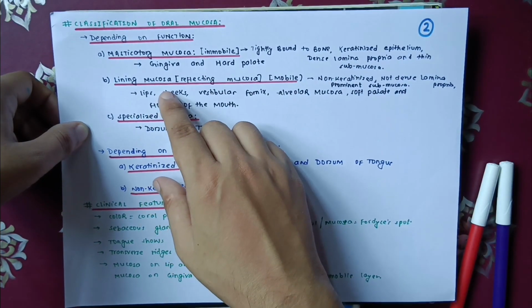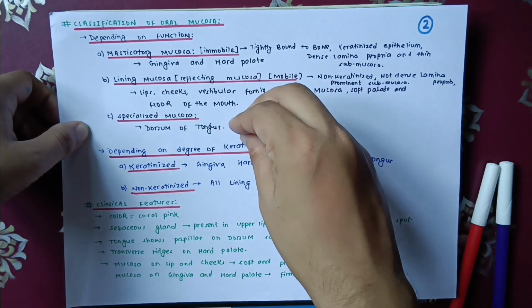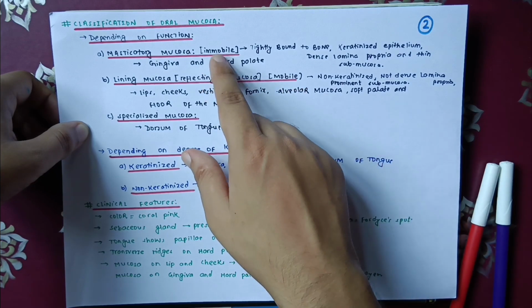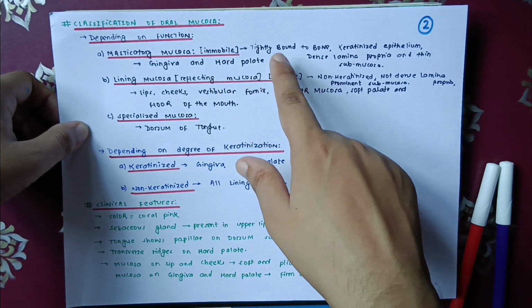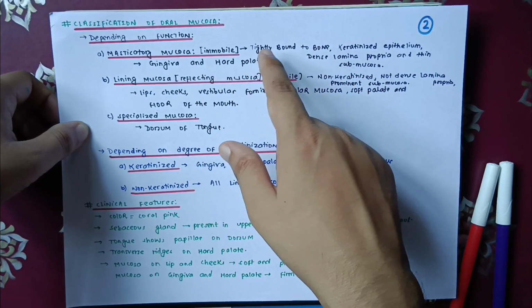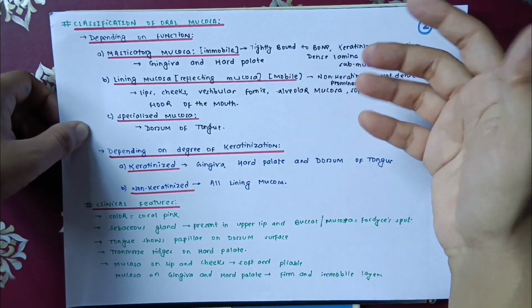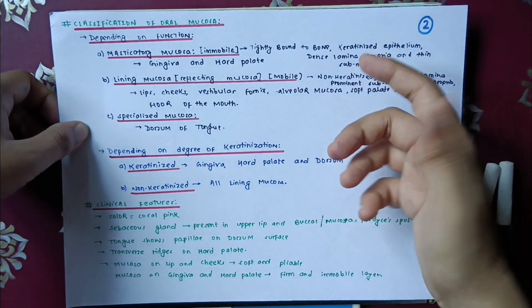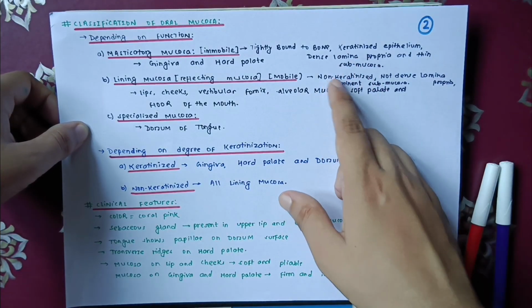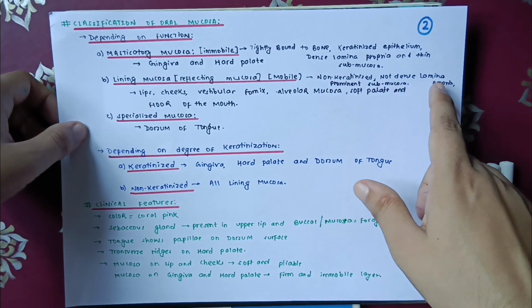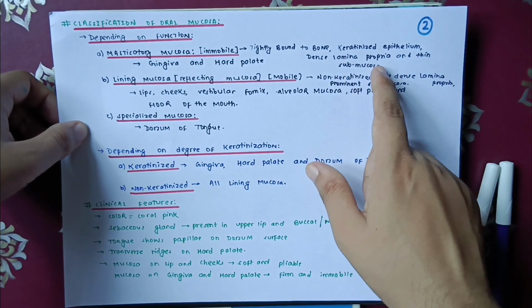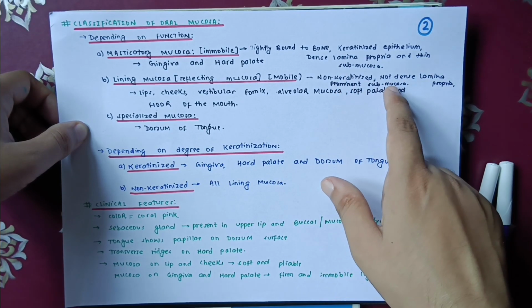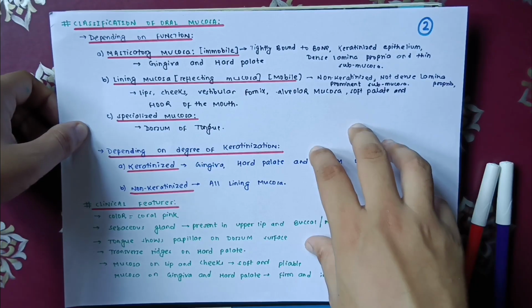After that, in the lining mucosa, everything is opposite to the masticatory mucosa. They are mobile, and they are also called reflecting mucosa. They are not tightly bound to the bone, they are loosely bound to the bone, and they are non-keratinized, with no dense lamina propria, and the submucosa is prominent in the lining mucosa.